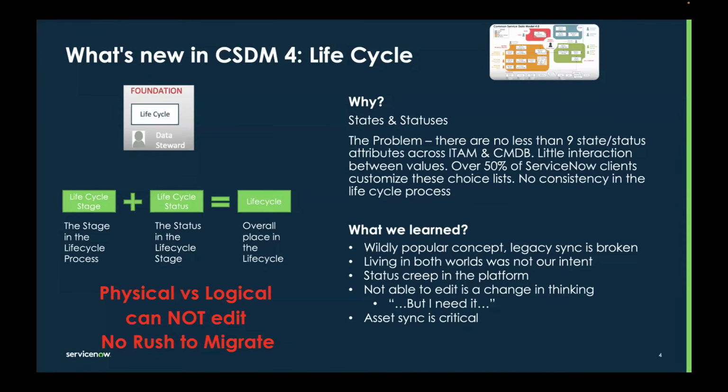Now, what did we learn from all of that? It was a popular concept. Having the ability to have more consistency, know exactly what these values are, and treat it more like a process and limit the choices to being just lifecycle values, wildly popular. But we found out that the way we implemented it with the syncing between the legacy state statuses and the new lifecycle stage status was broken. And we'll go through some of those reasons as we talk through what we're doing in the current release.